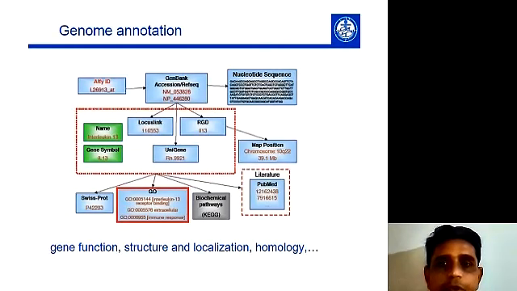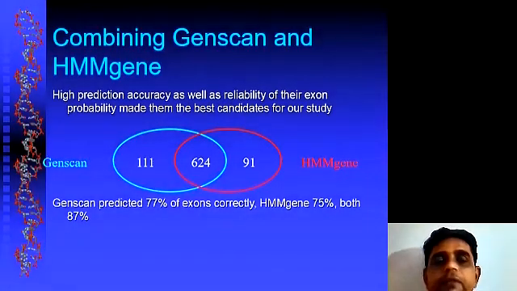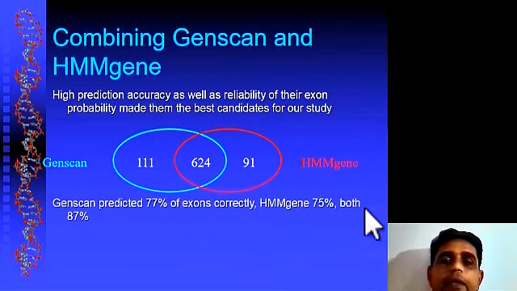So I think today we'll stop over here only. In the next lecture, we'll see how, after finding the genes, we can go about combining the information for the genome annotation, right?